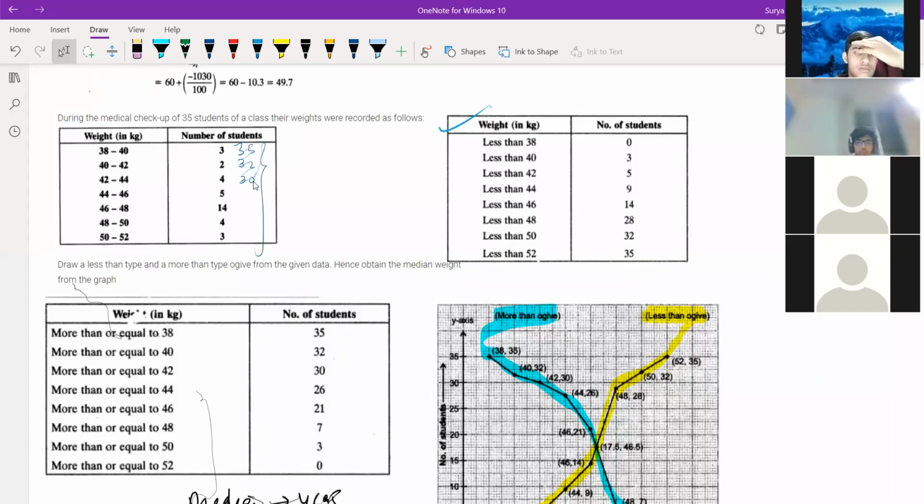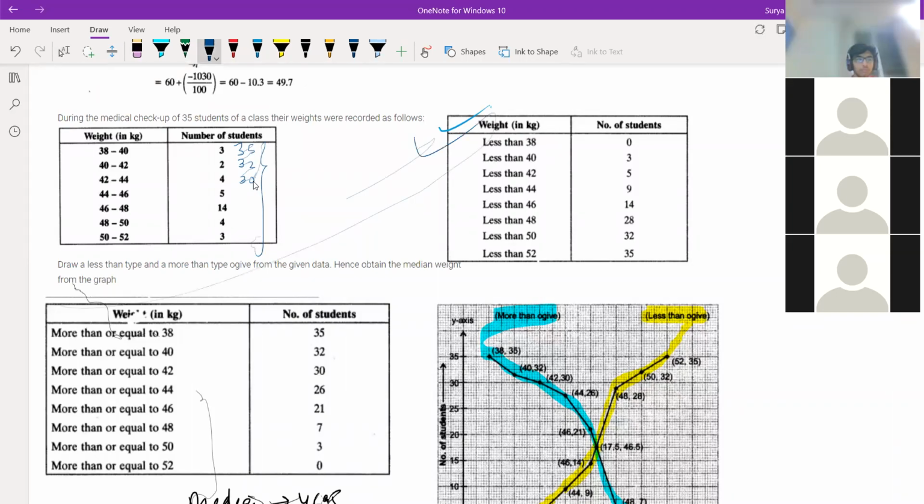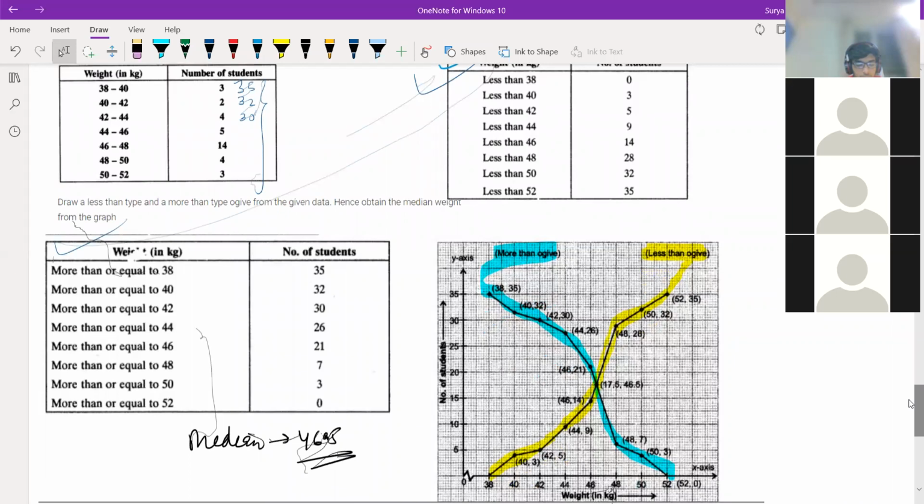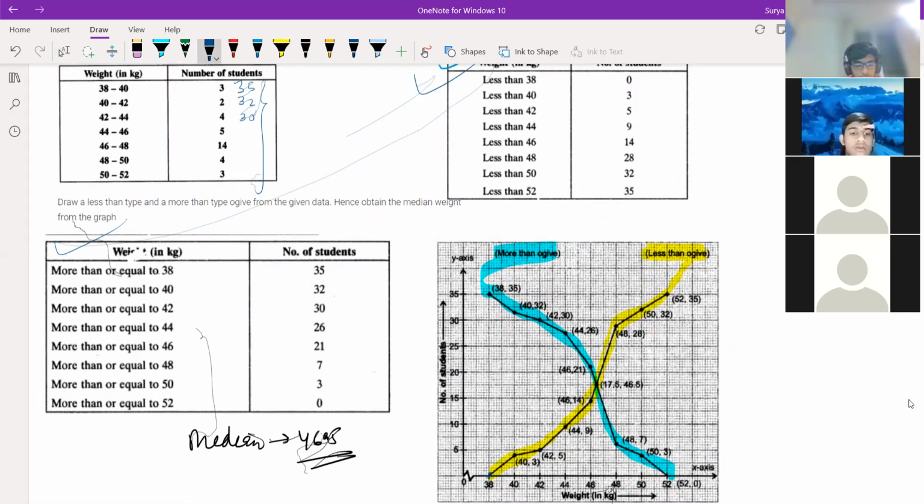Drishti? Yes, sir. And as per these two graphs, less than and more than, we have the same graph down here also. Down you see, at 38 it's 0, less than type, 40 is 3, 42 is 5, 44 is 9. The same way we have drawn here. And where this is matching, that comes down here, that is your 46.5 approximate. So the answer is 30. This is also one way to find the median.